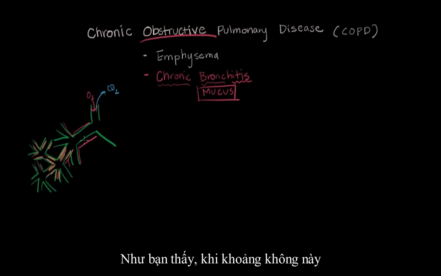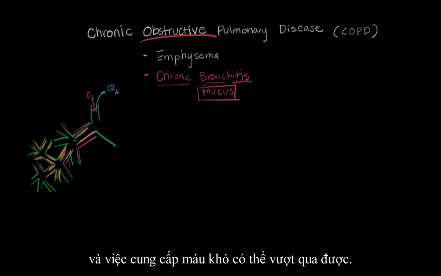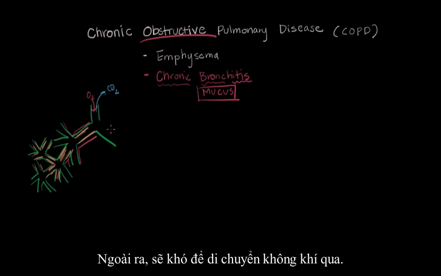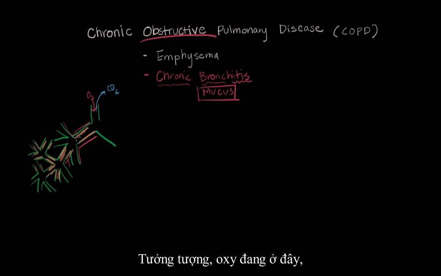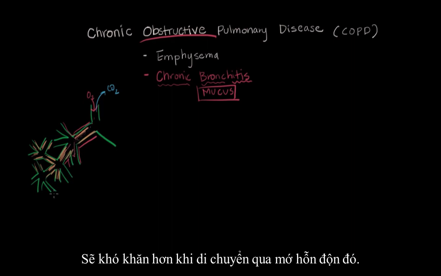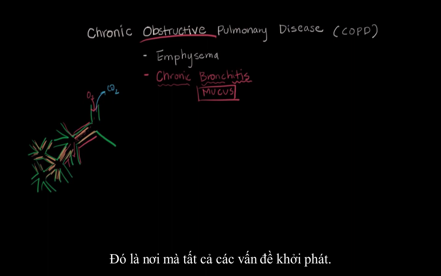As you can see, when the space gets all gunked up like that, the air going back and forth between the lungs and the blood supply, it's hard to get across. In addition, it's just going to be hard to move air through. See, the oxygen is getting in here, and the walls just become narrower. It's harder to move through the mush. That's where all the problems come from.